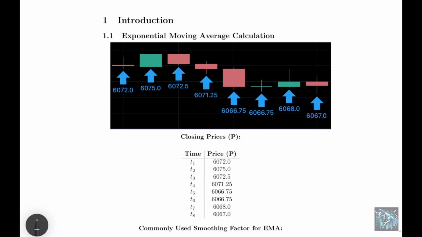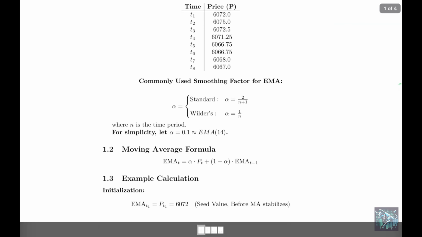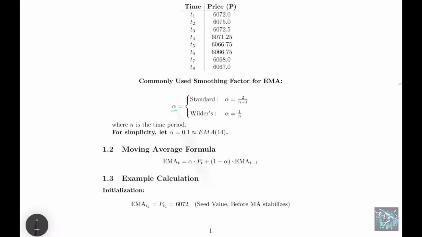Before we dive into coding, let's break down the math behind moving averages in a way that actually makes sense. Let's take a simple example: the real closing prices of E-mini S&P 500 futures in a 3-minute interval candle on a specific date. Each time period records a new price, and our goal is to compute EMA for these prices. The key to EMA is alpha, the smoothing factor that determines how much weight we give to the latest prices. The two common formulas for alpha are standard alpha, which is 2 over n plus 1, and Wilder's smoothing factor alpha, which is 1 over n, where n is the selected time period.